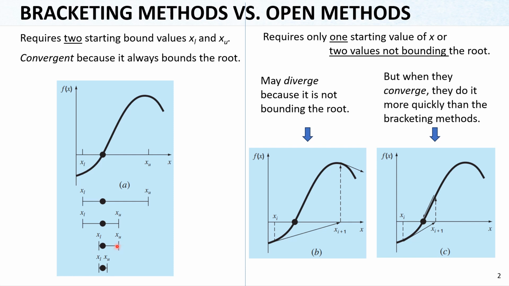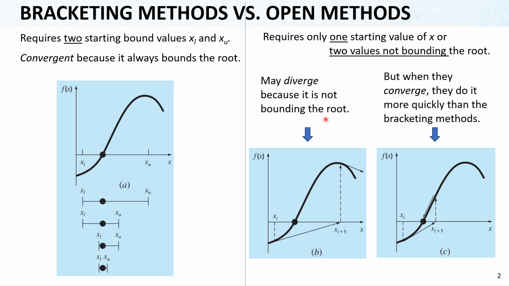so that we can always find the solution. In the open methods, on the other hand, we can have only one starting point or two values without bounding the root. So these are two options for different methods in the open methods. And the reason why we don't need a bounding root or bounding values like the bracketing methods is because we are using the derivative of the function as information to continue on finding the root.